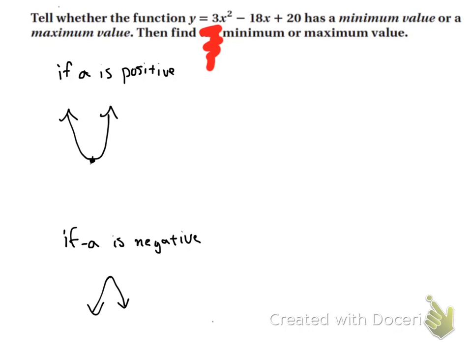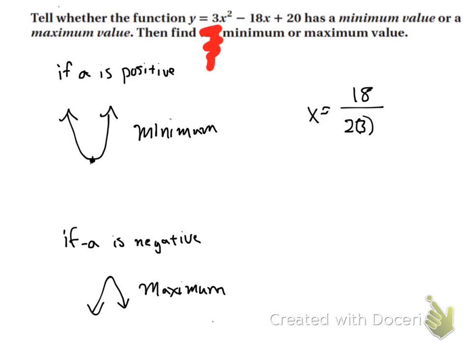So, minimum if a is positive, maximum if a is negative. So in this one, there is a minimum because a is positive. So we have to find the vertex. That's x equals -b over 2a, or x equals the negative of -18, which will be +18, over 2 times 3. And that's going to give me 18 over 6, or 3.